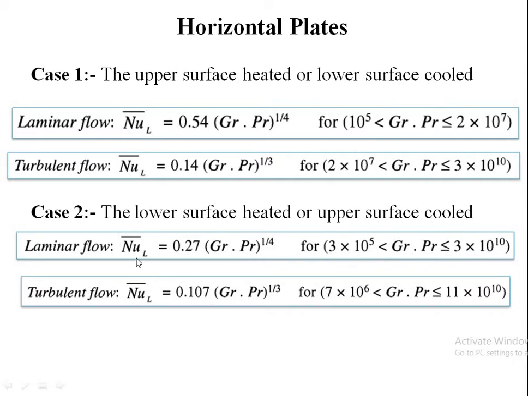So in that case, we have to use the correlation: average Nusselt number is equal to 0.27 into bracket Gr multiplied by Pr raised to 1 by 4. And if the product of Grashof number and Prandtl number is greater than 7 into 10 raised to 6 and less than 11 into 10 raised to 10, then that flow will be considered as a turbulent flow. In that case, we have to use the correlation: the average Nusselt number is equal to 0.107 into bracket Grashof number multiplied by Prandtl number raised to 1 by 3.